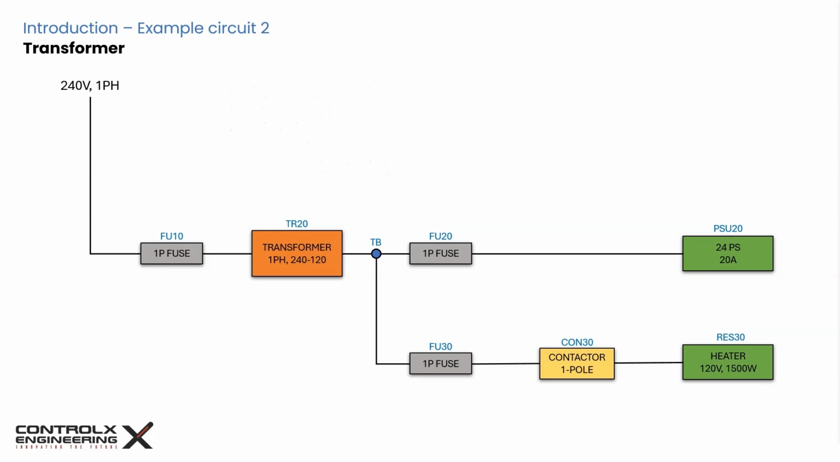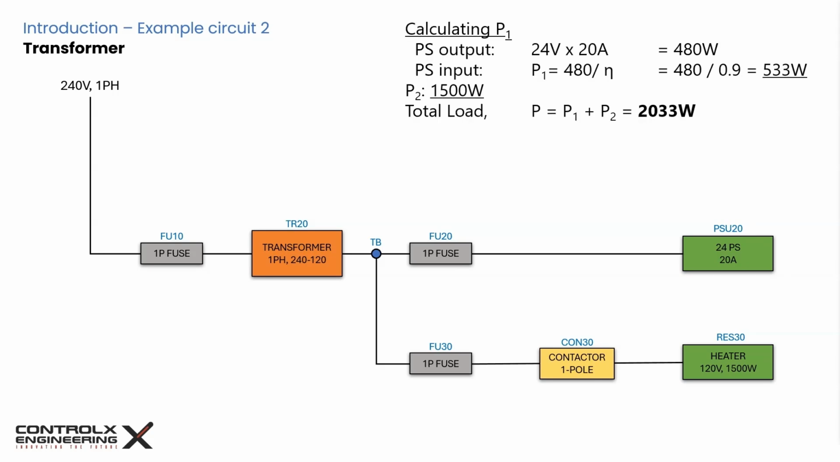Let's start the calculation with the transformer size required for this application. Here we have two loads: the power supply, which has an output of 480 watts at full load. Assuming an efficiency of 90%, its input power is 533 watts. The other load is the heater, and it's already known to be 1500 watts. So the total load comes out to be 2033 watts.